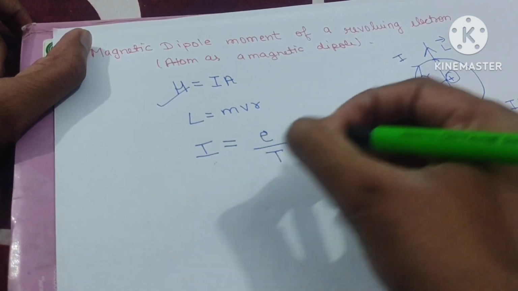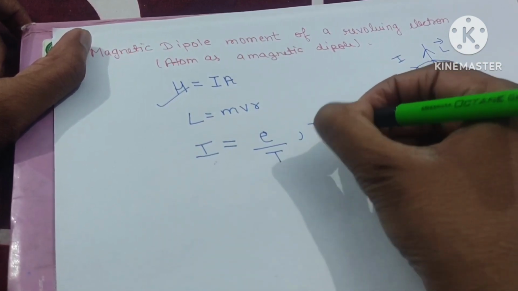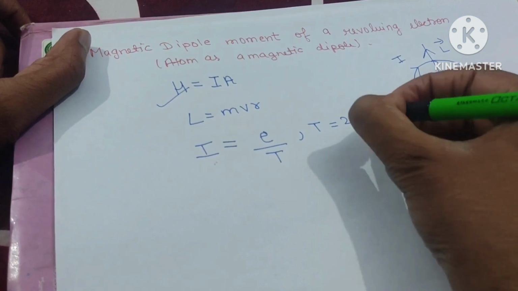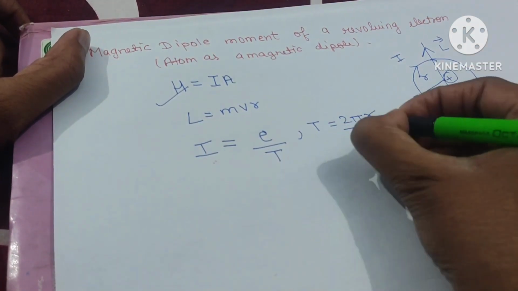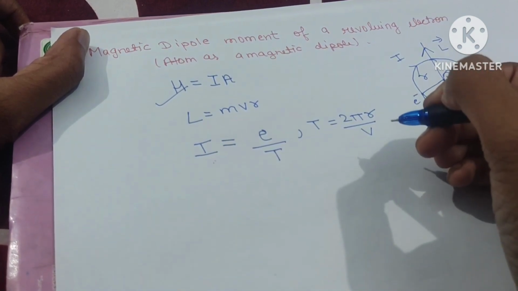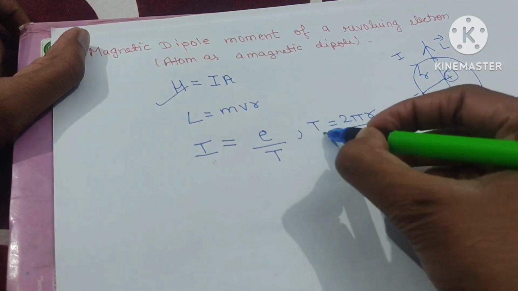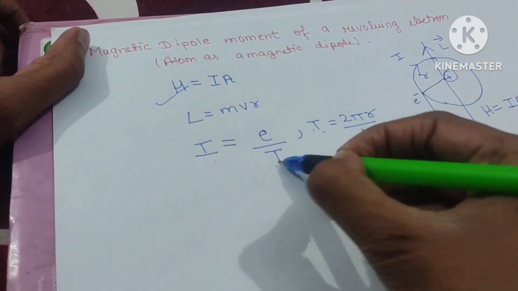Also we know the time period. The time period is 2πr, which is the full circumference of the circular path, divided by v, the velocity. Now what we'll do is put the T value here.